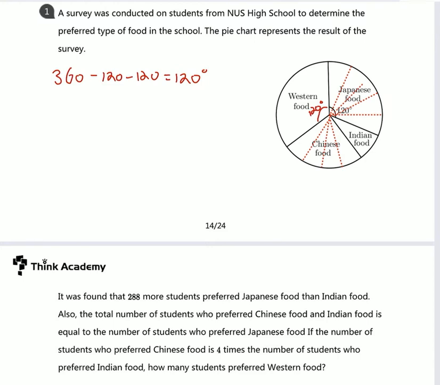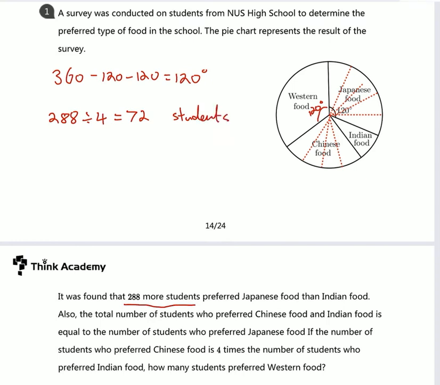And in the question, we know that it was found that 288 more students preferred Japanese food than Indian food. So we know that Japanese food is 5 sections, Indian food is 1 section. If you take them away, we know 288 more students represents 4 sections. So here we have 288 represents 4 sections. So we use 288 divided by 4 to find out what each section represents. So it represents 72 students.